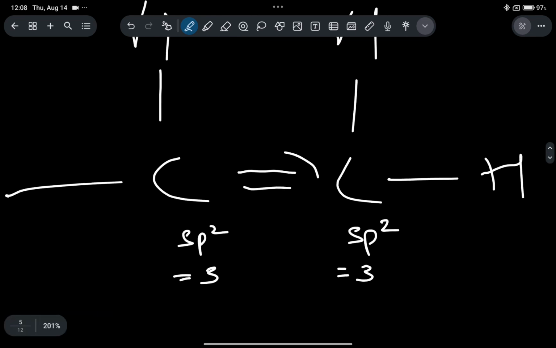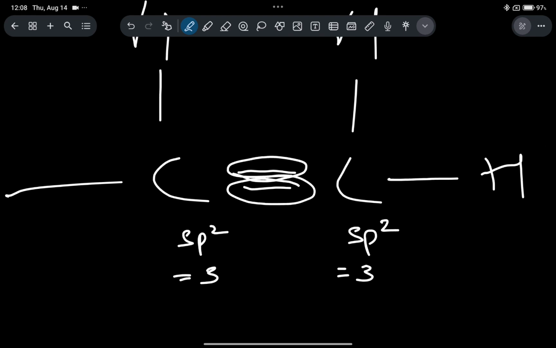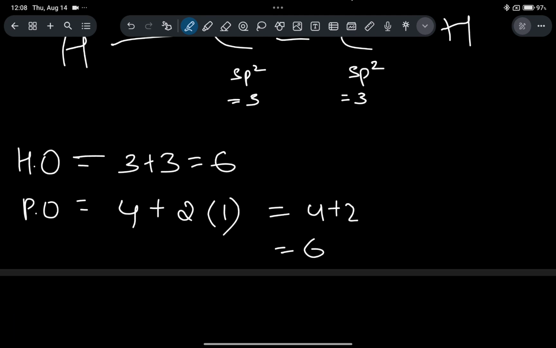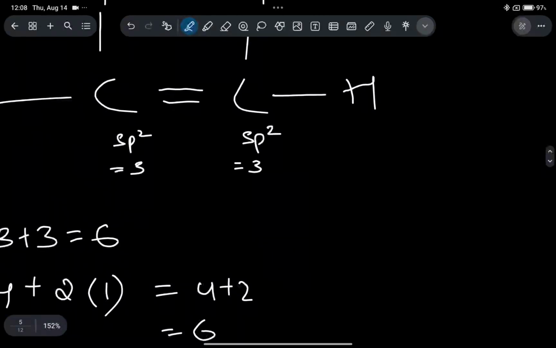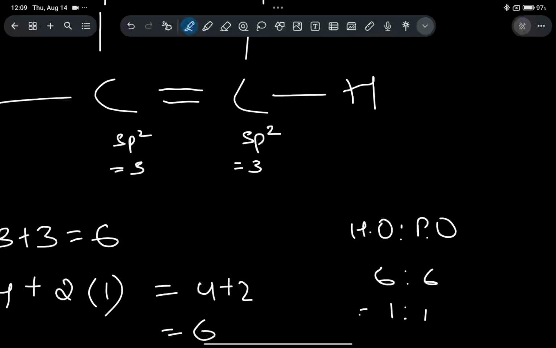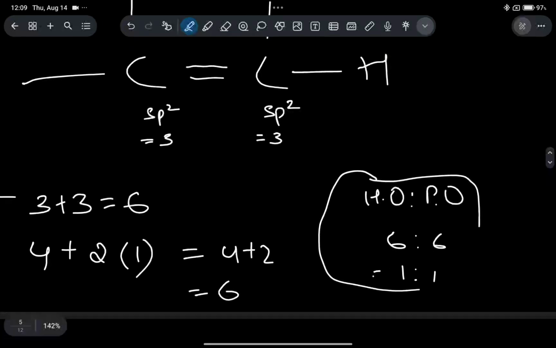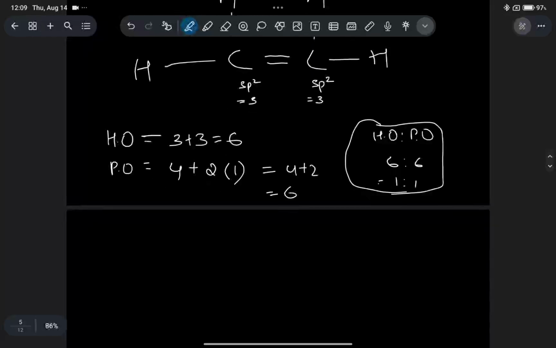If you see here, a double bond is there, so one pi bond and one sigma bond. So one pi bond, 4 plus 2 equals 6. So hybrid orbitals to pure orbitals means 6 is to 6, equals 1 is to 1. So 1 is to 1 is the ratio of hybrid orbitals to pure orbitals.